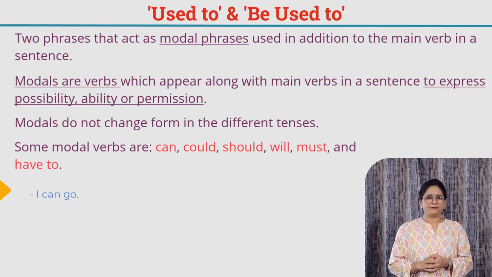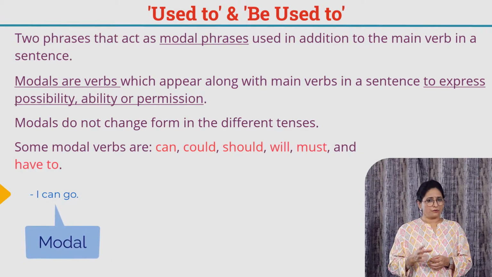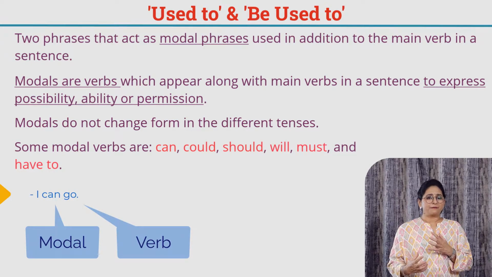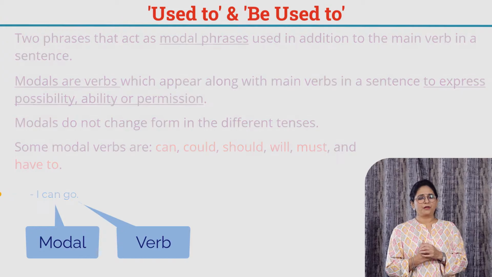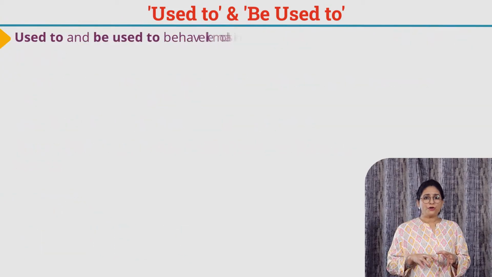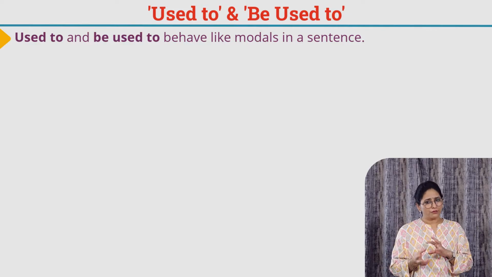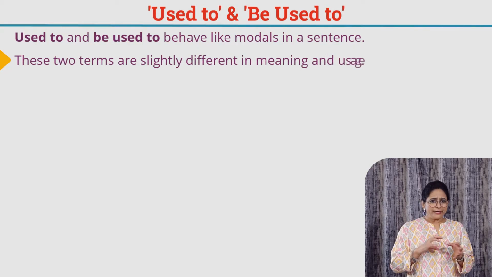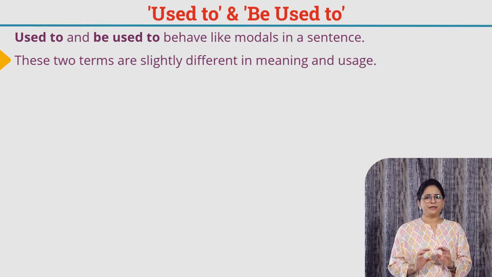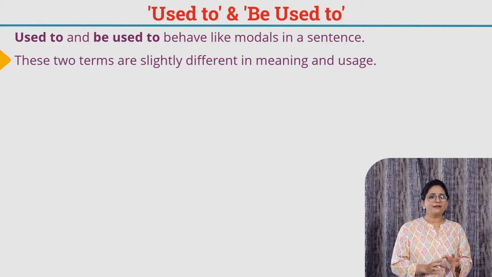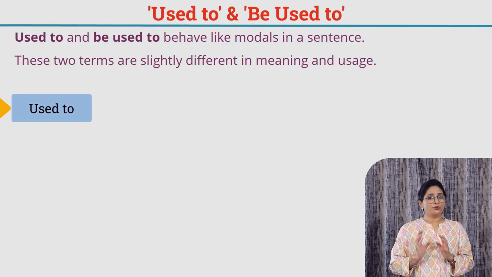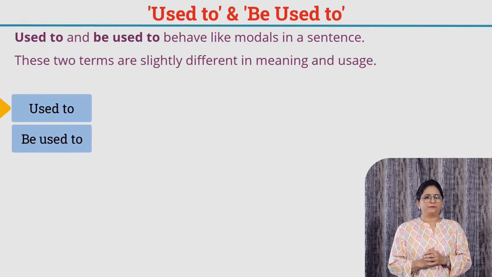We will check the example. I can go. So here can is a modal and go is a main verb. Can expresses possibility. Our words used to and be used to behave like modals in a sentence. These two terms, though related, are slightly different in meaning and usage, and people get confused whether it is used to or used to. So let's find out.